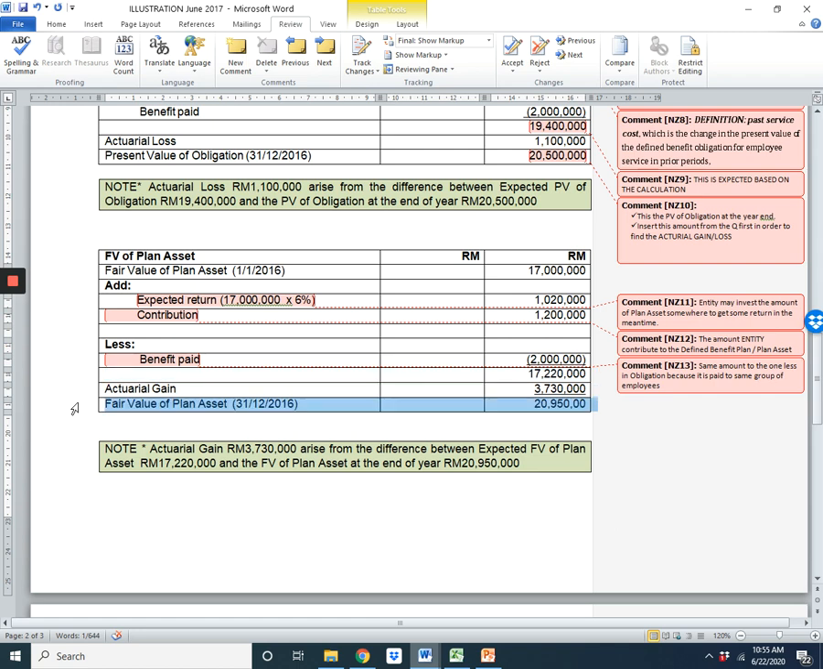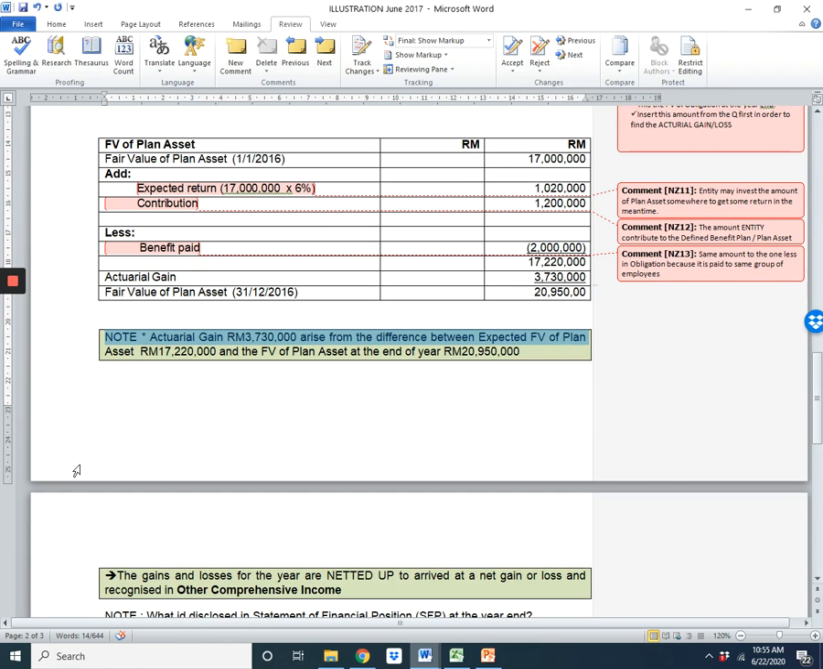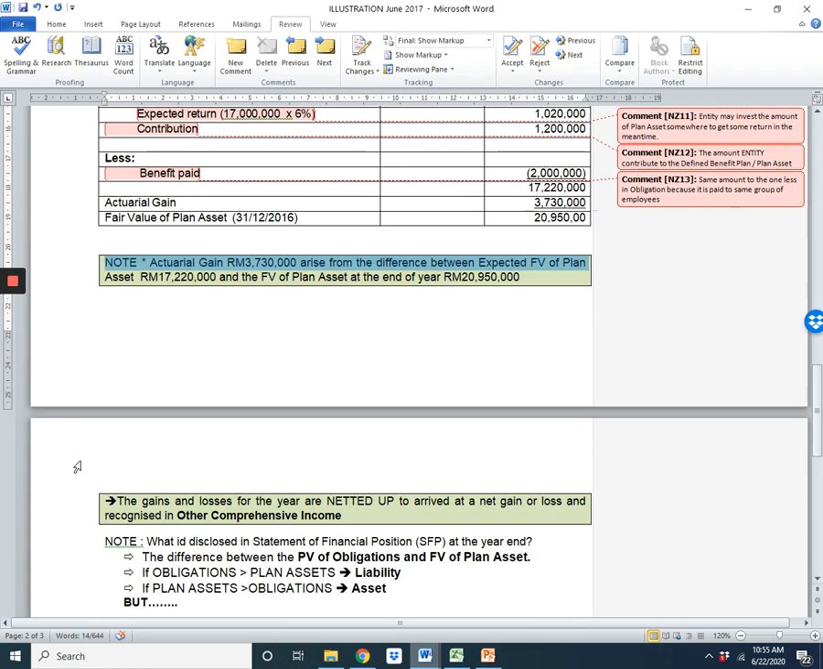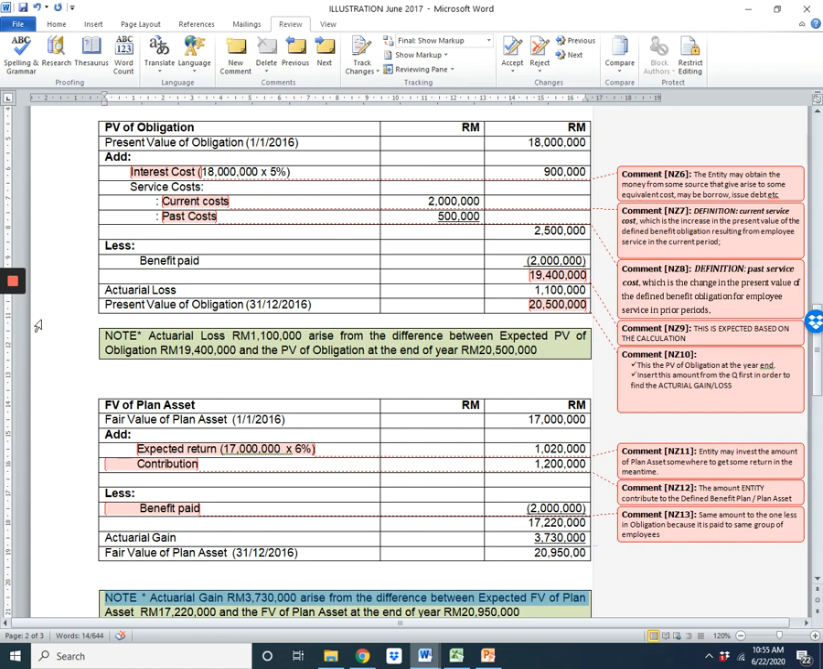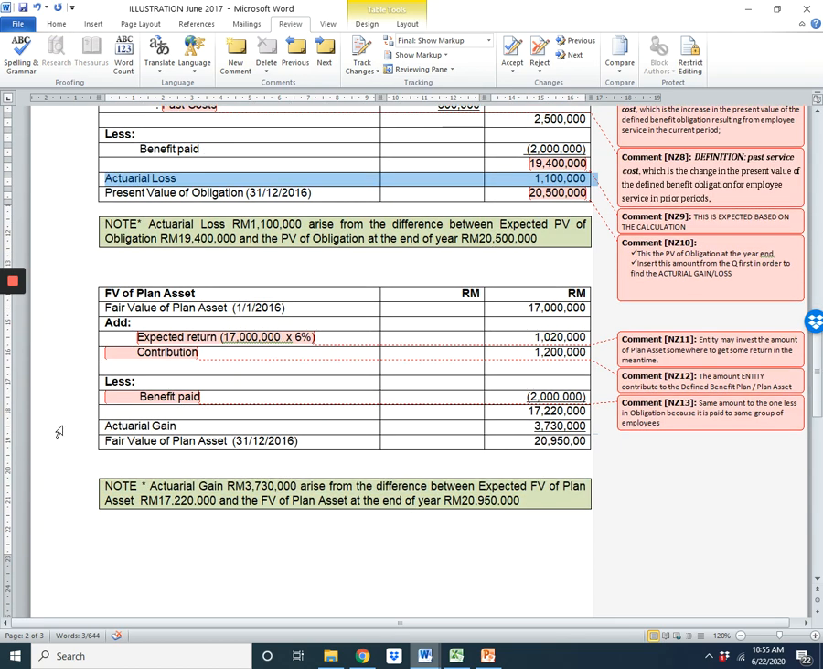Ingat betul-betul sebab kalau you tengok words tu ataupun you tak tengok video, mungkin dia akan keliru lah. Okay, actuarial gain 3.73 arise from the difference between expected fair value of plan asset and fair value of plan asset at the end of the year. So saya pun masukkan juga nota just in case you do not look in the video. Okay. So kita akan ada dua, satu actuarial loss, satu actuarial gain.